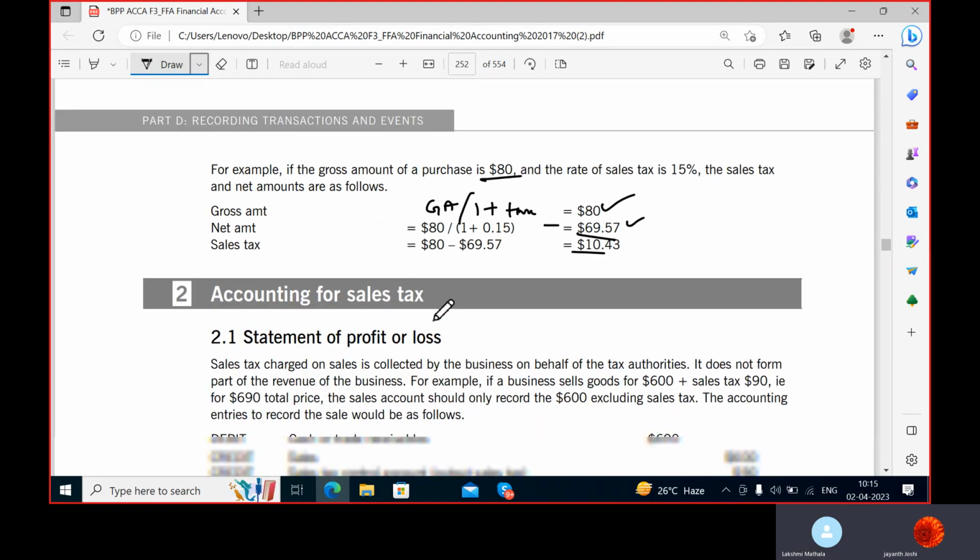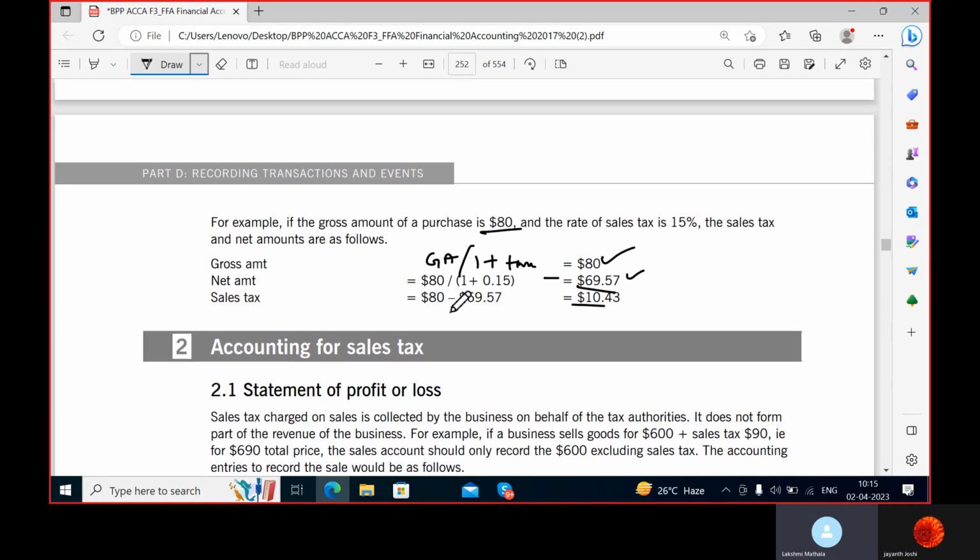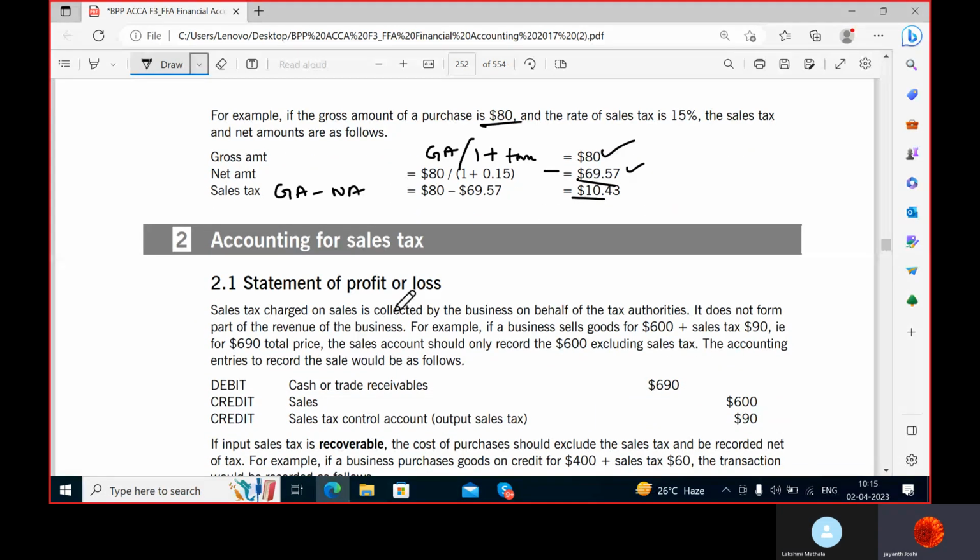Ma'am, so sales tax would be gross amount minus net amount? Yes, sales tax will be gross amount minus net amount. Okay. Now we'll check the accounting entries for sales tax.